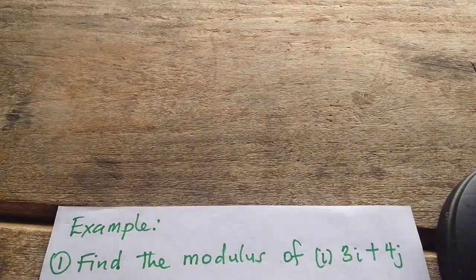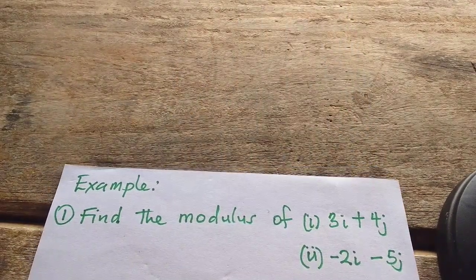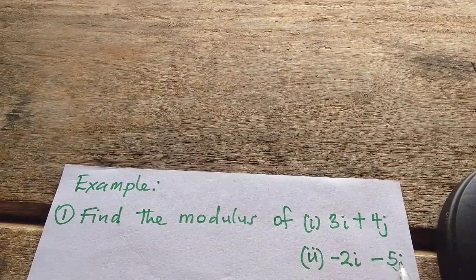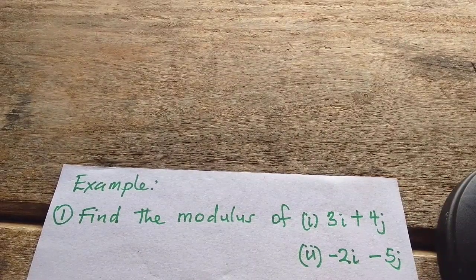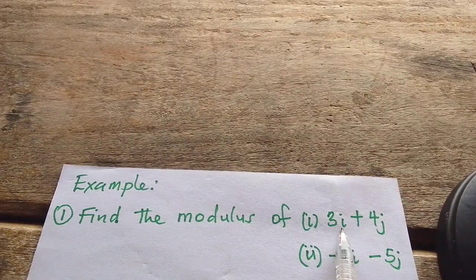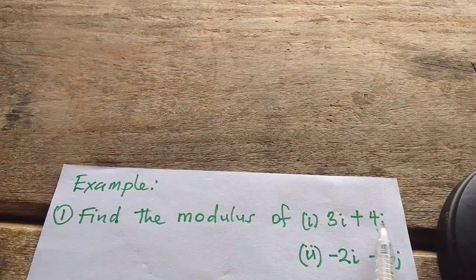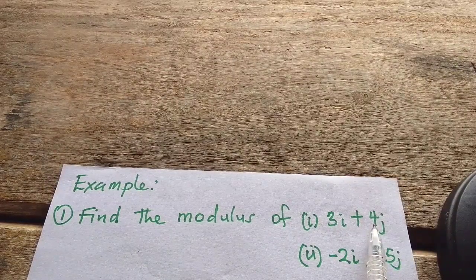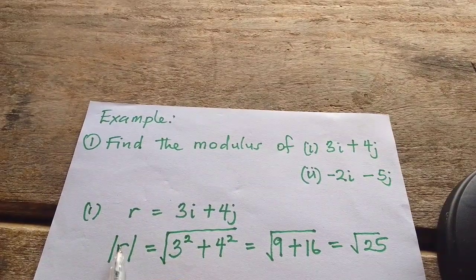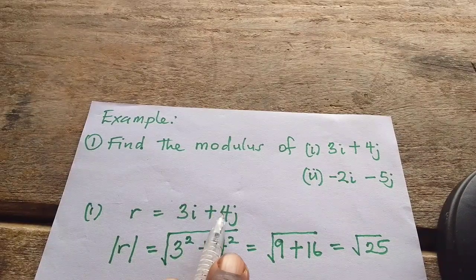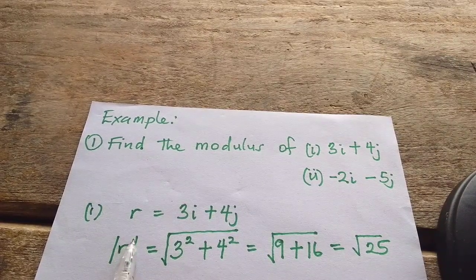Now if you are given this, find the modulus of 3i plus 4j, and of minus 2i minus 5j. To look for the modulus, you realize that the coefficient of i gives us the x component, and the coefficient of j gives us the y component. So if R represents the vector 3i plus 4j, the modulus of R, so you put two lines here to show modulus of R, is also known as the magnitude of R.